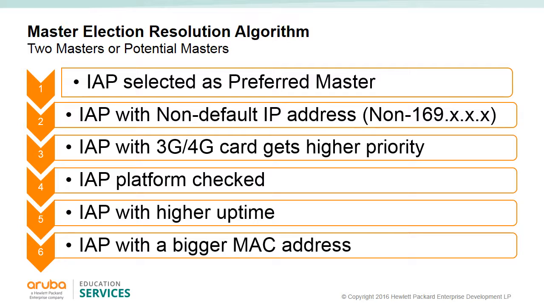If two configured IPs are set to be the preferred master, then they will cause two IPs to run as VCs and will split the network. This is not recommended.